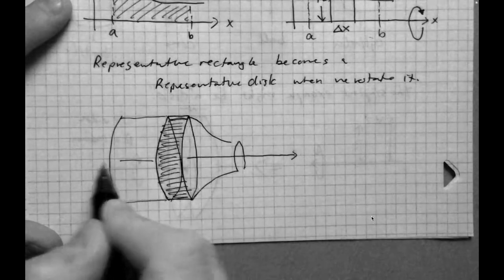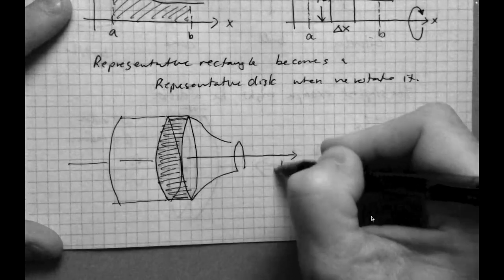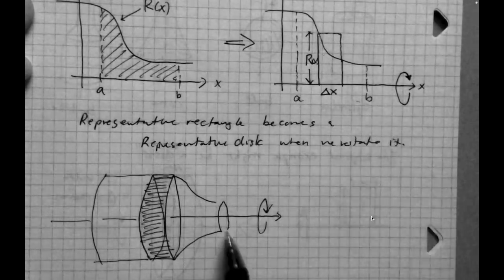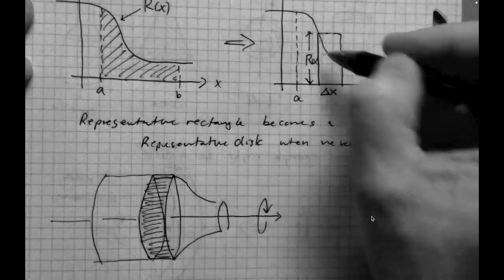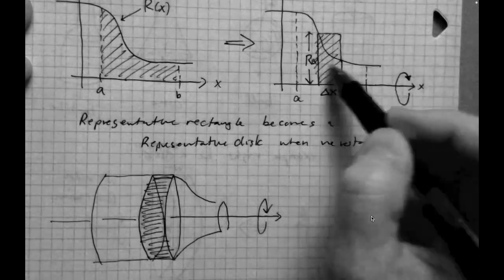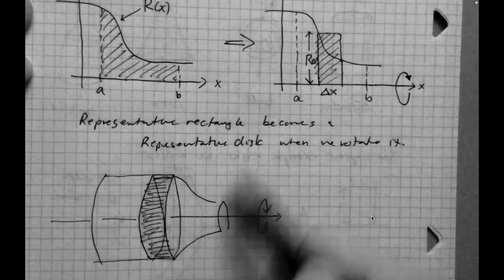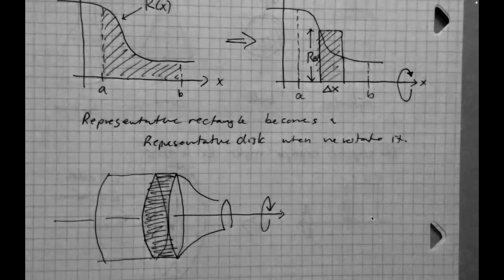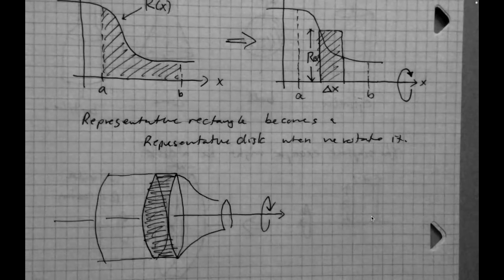But this is more or less what you might expect to see if I were to rotate this region about the x-axis, right? And here's our disk. The rectangle starts out like this and it sweeps out a disk. Okay, so that's the idea.